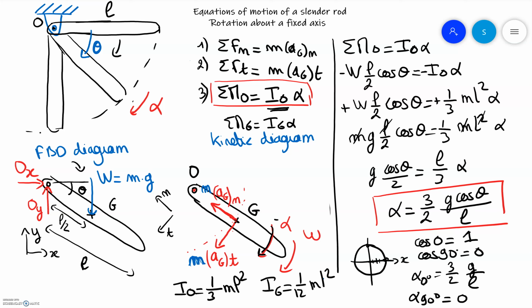So the angular acceleration here, my alpha here, is equal to 3 divided by 2 g divided by L, and my alpha here is equal to 0. And if you want to find it at theta, it will be equal to 3 divided by 2 g cosine theta divided by L. So we are able to find the angular acceleration for any position. So that's it for the angular acceleration.